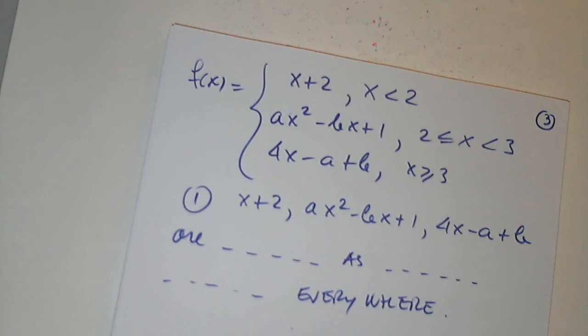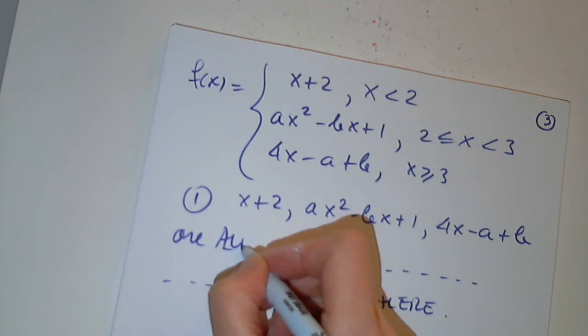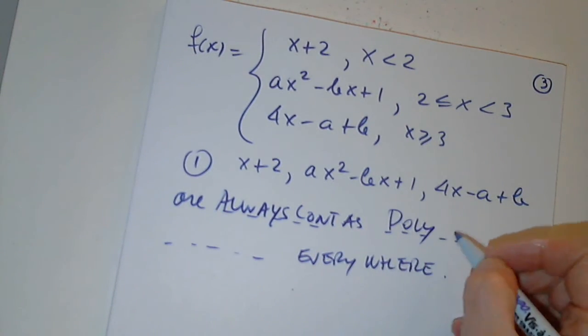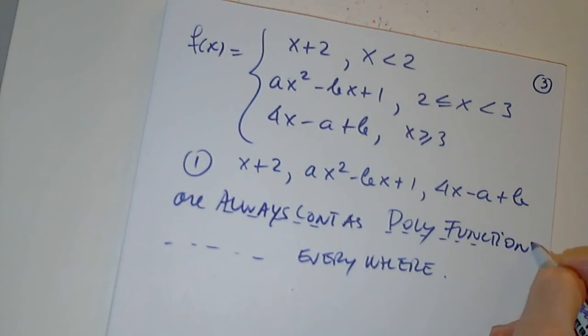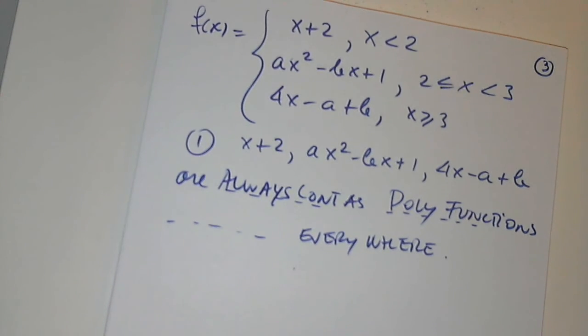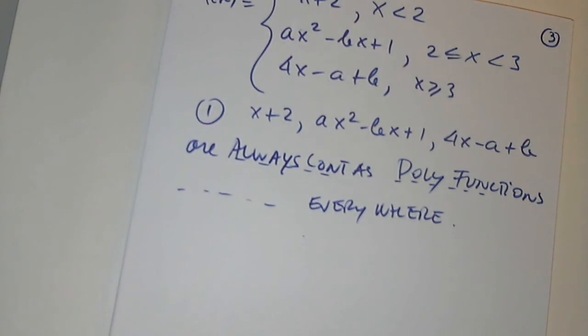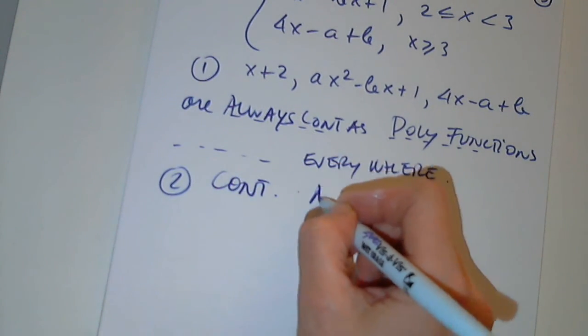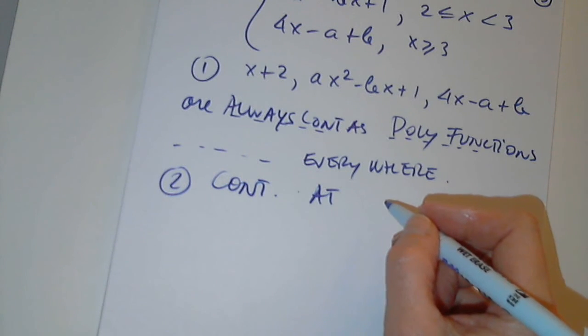Oh, these are what type of functions? Thank you. They're all polynomial functions. So they are always continuous as polynomial functions, everywhere. So I just wrote both words over there. Sorry. Number 2, continuity at what?